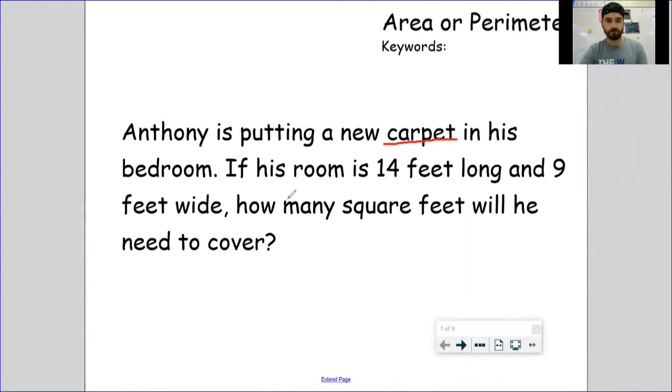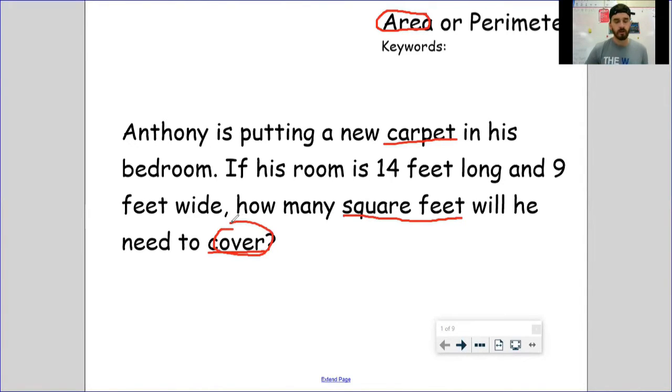Carpet would be one. Square feet would be a couple. And cover would be one. All of those key words right there lead me to think I'm measuring the inside. I'm finding the area. So I've got to do length times width. And guys, I know that because if you think about a carpet, you never go into somebody's house and they just have carpet around the outside. That would be bizarre. It fills the entire floor, or it covers the entire floor.